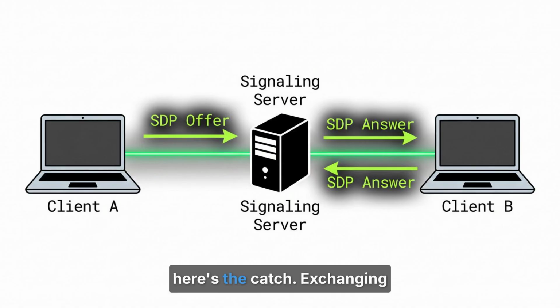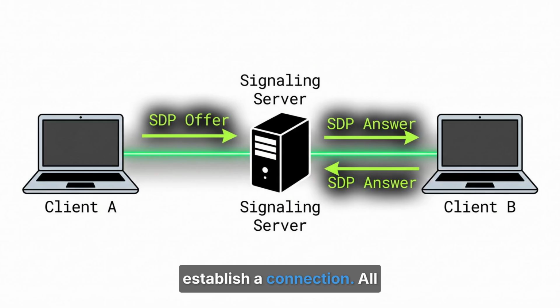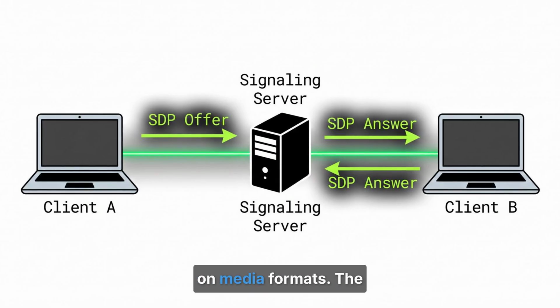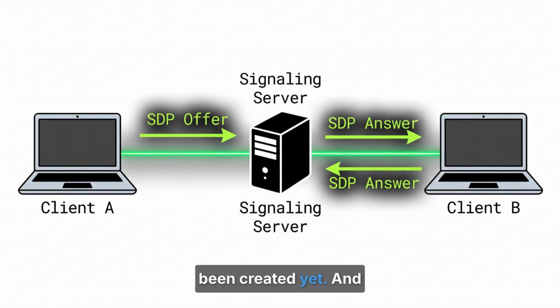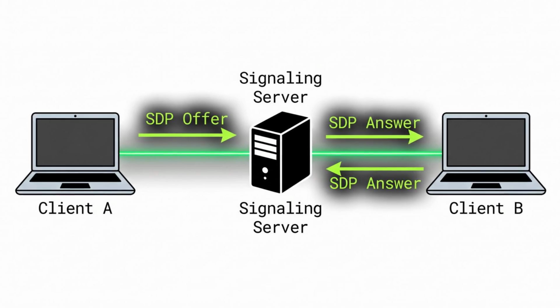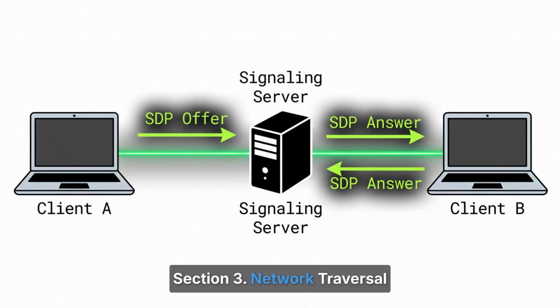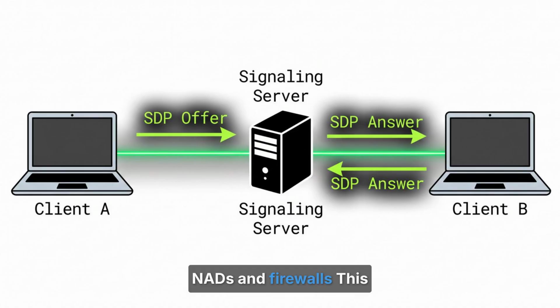But here's the catch. Exchanging SDP messages does not establish a connection. All you've done is agree on media formats. The actual connection has not been created yet. And that's where Section 3 comes in. Section 3. Network Traversal. The impossible problem of NATs and firewalls.